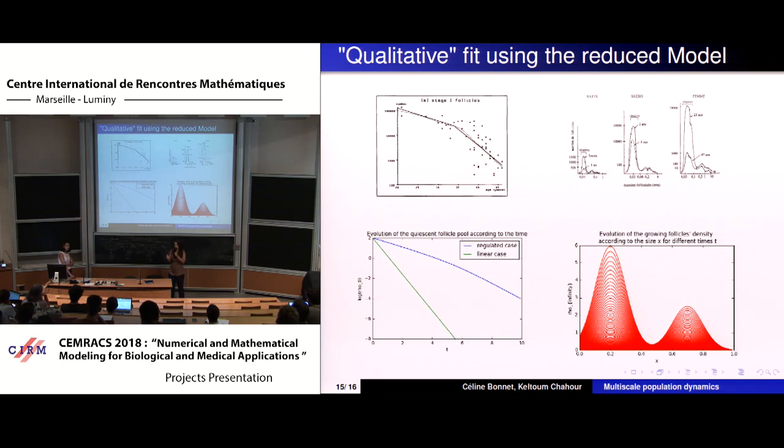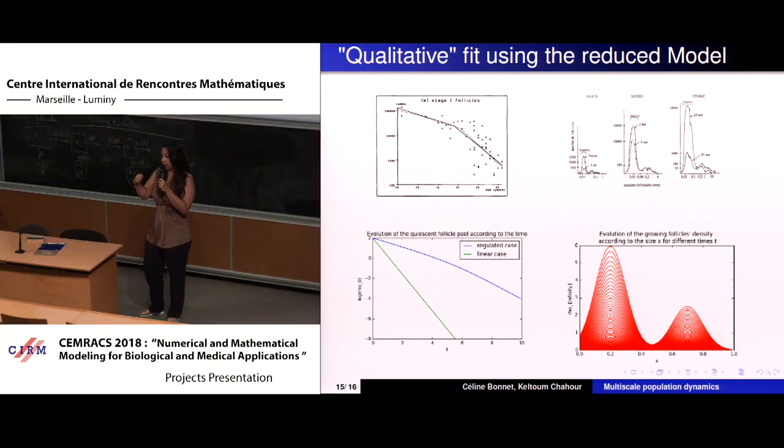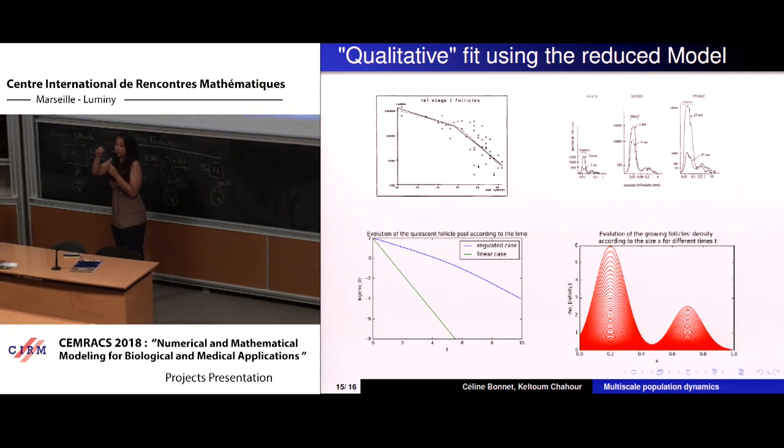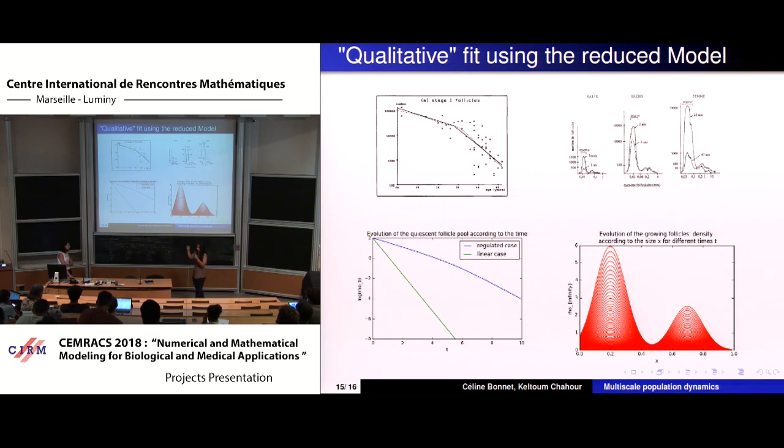Okay. Because in fact there is no creation of new follicles, so it's the dynamics just of the first compartment, the quiescent follicles, and when they go to zero, they are equal to zero, it's finished. So in fact there is a very important role of the regulation, because thanks to that you don't go to zero really quickly.